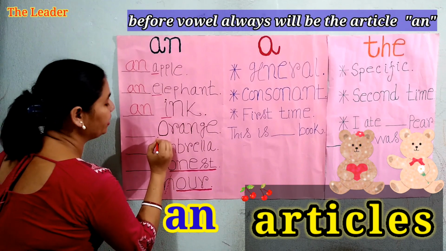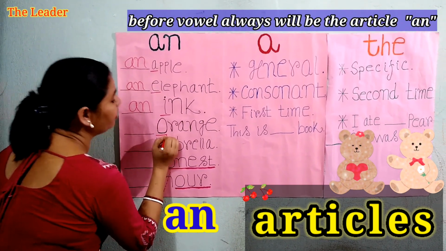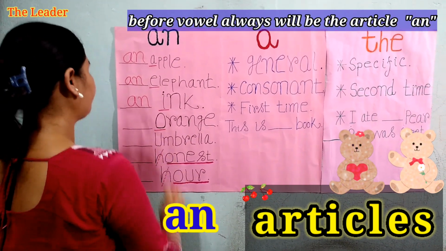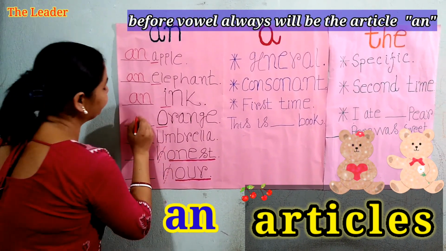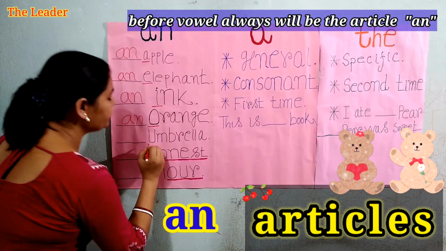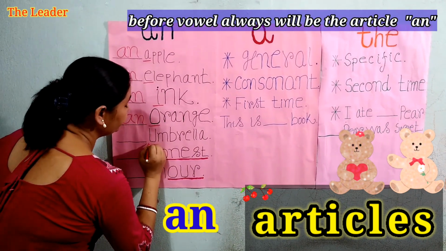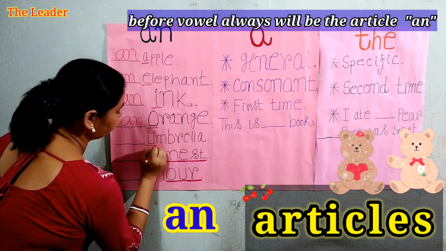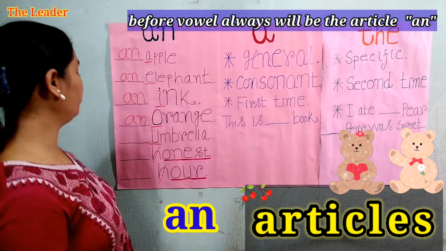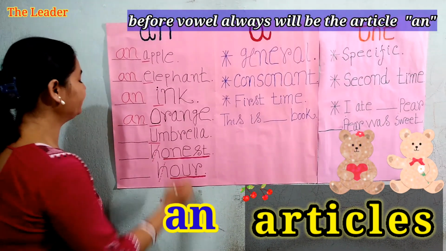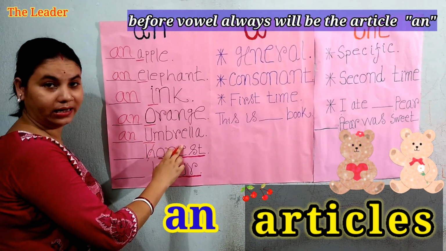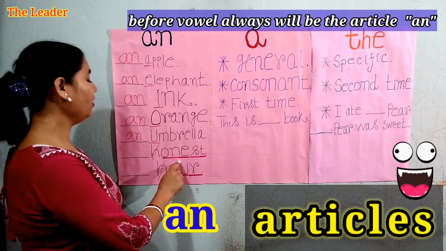Orange. O is the first letter and O is also a vowel. So, before a vowel, we use the article "an". So, an orange. Next is umbrella. Here the first letter is U. U is also a vowel. Before a vowel, we use the article "an". So, an umbrella.